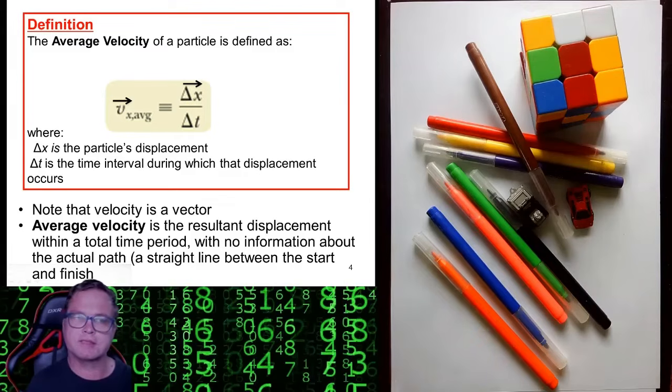from the instantaneous velocity. If we look at these points here, it says note that the velocity is a vector. That's something we've already spoken about. And also, the average velocity is the resultant displacement within a time period. No information about the actual path is taken into account. So it considers only a straight line between the start and the finish, which is this displacement vector.